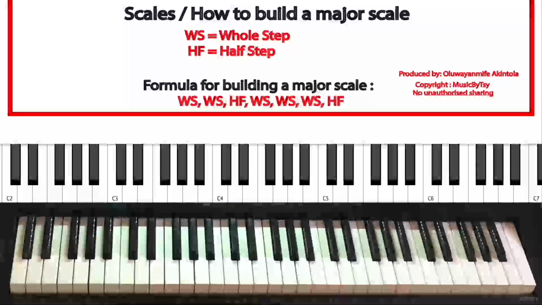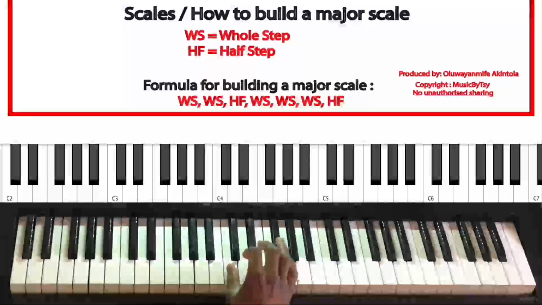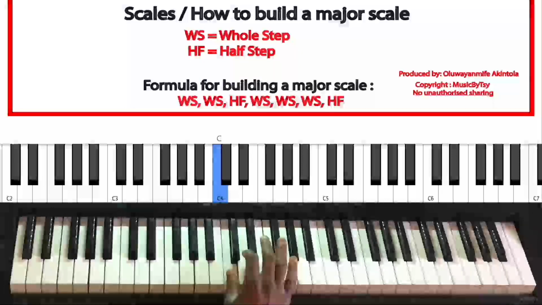So in order to construct a major scale for any key, what you would do is start from that key. So for example, let's say we want to construct a major scale for the key of C. You're going to start on that key, and then from that key you're going to take a whole step.